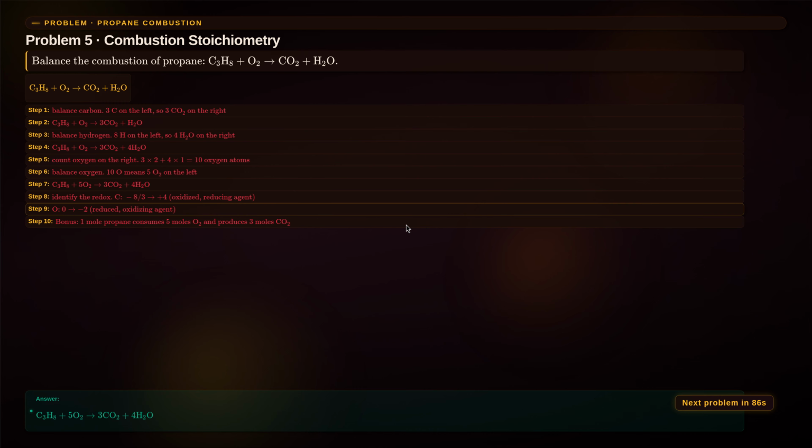Step 3. Count oxygen on the right. 3 CO2 contributes 6 O, and 4 H2O contributes 4 O, for a total of 10 O. Step 4. Balance oxygen. 10 O means we need 5 O2 on the left. The balanced equation is C3H8 plus 5O2 gives 3 CO2 plus 4 H2O.